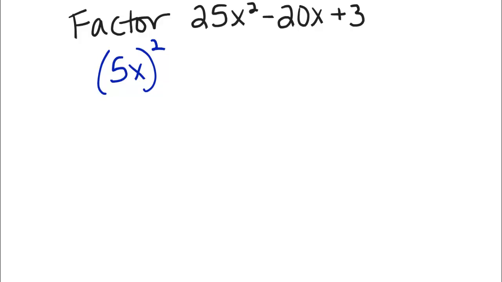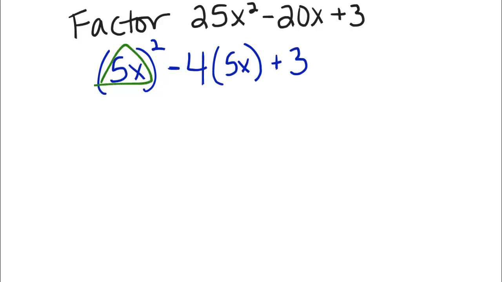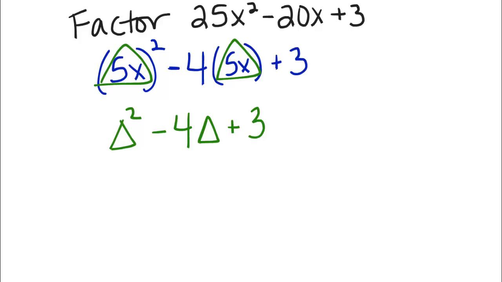The quantity 5x squared, 5x times 5x, that's the same as 25x squared. And 20x is the same as 4 times 5x. So even though it looked a little scary, if you break it down and look at the structure here, we can really see these 5x pieces embedded. So let me use that triangle as a placeholder for that chunk of 5x. Instead of calling it 5x squared, let me just call it triangle squared. Minus 4 times 5x, minus 4 times triangle, plus 3.